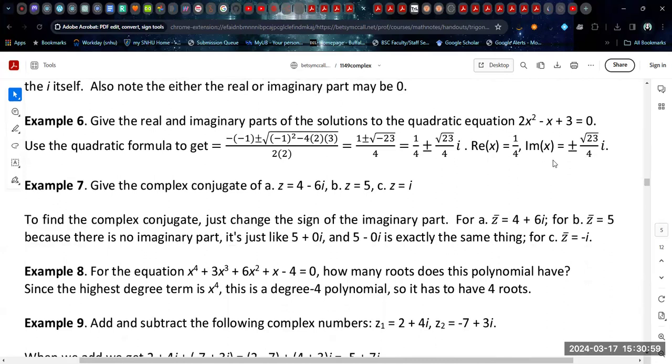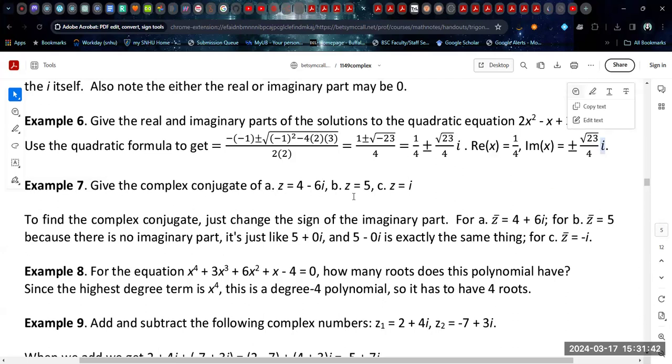Give the real and imaginary parts of the solutions to the quadratic equation. So again, we apply the quadratic formula, and then we get square root of -23 from all of our algebra. We pull out the negative sign as an i, and then we can split our fraction into 1/4 plus or minus the square root of 23 over 4i. The real part is 1/4, and the imaginary part, we have two solutions, plus and minus the square root of 23/4. And again, that's a typo. That i should not be there.